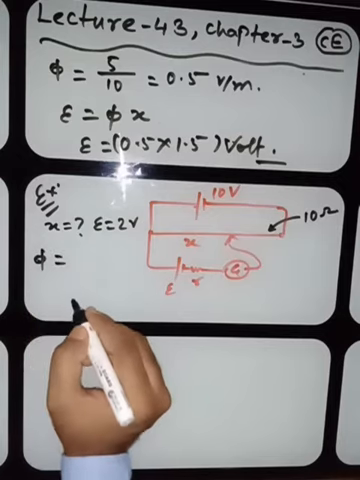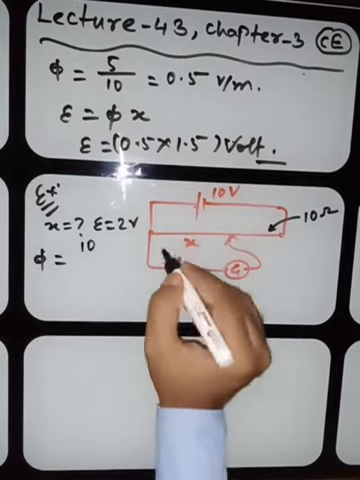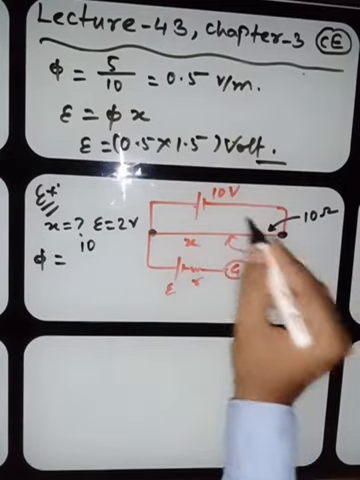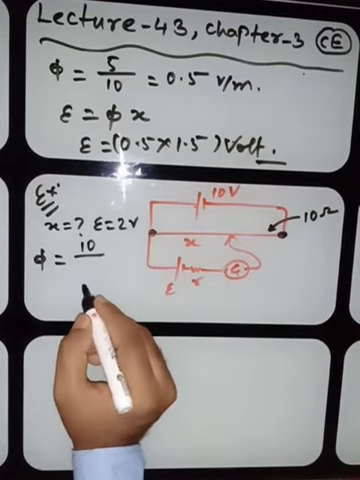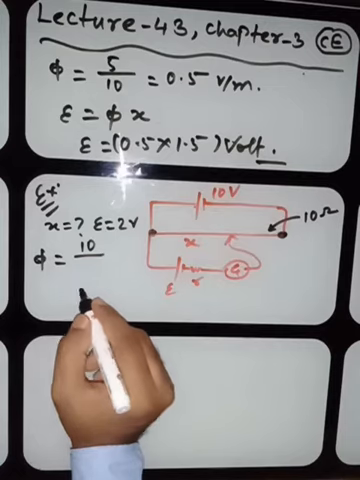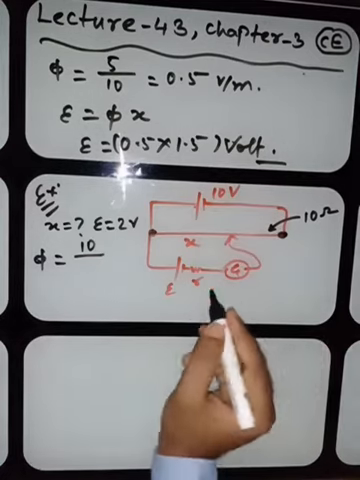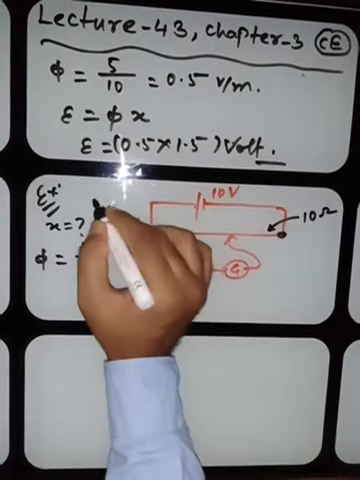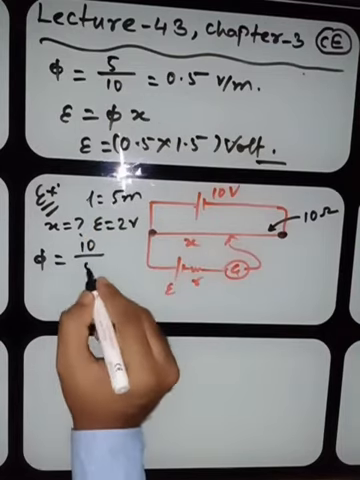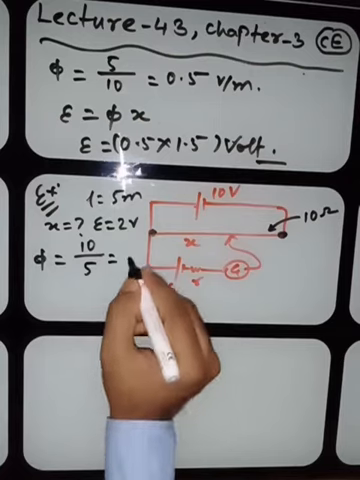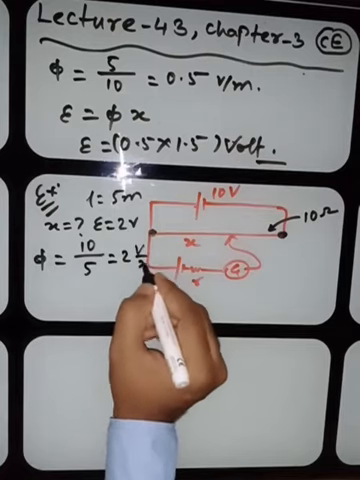First, we have to find phi. How much is it? The potential across the ends of the wire is 10 volt. So 10 divided by the length, how much is it? Length I have not given. Okay, suppose the length of the potentiometer is 5 meter. So it is 2 volt per meter.